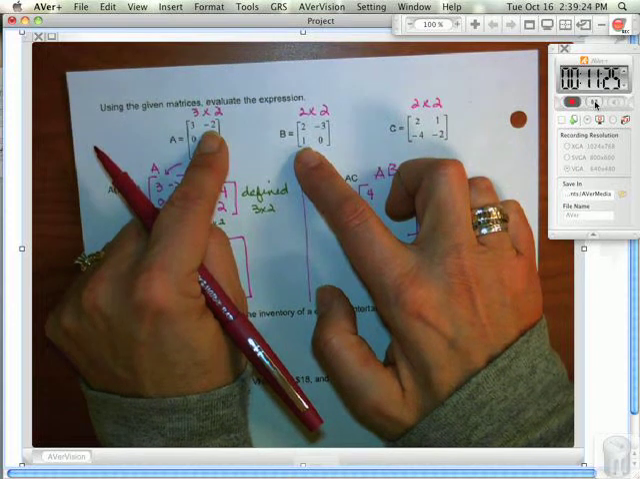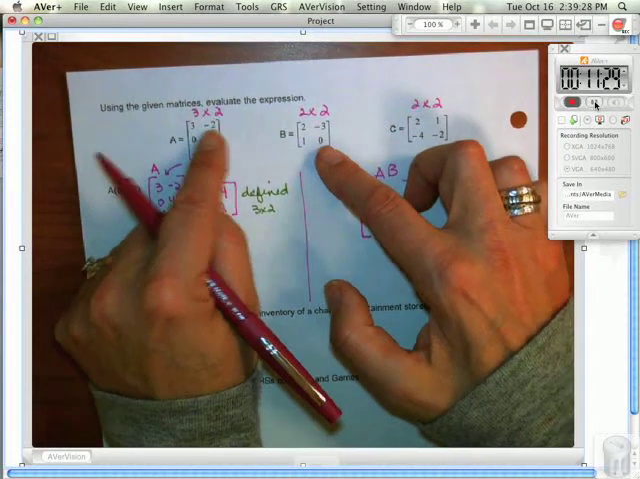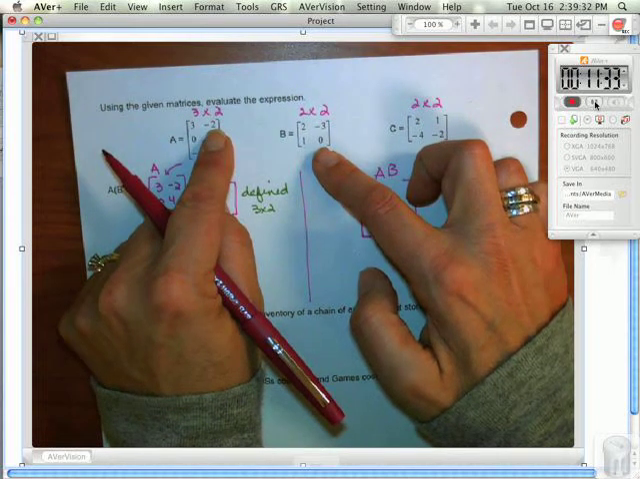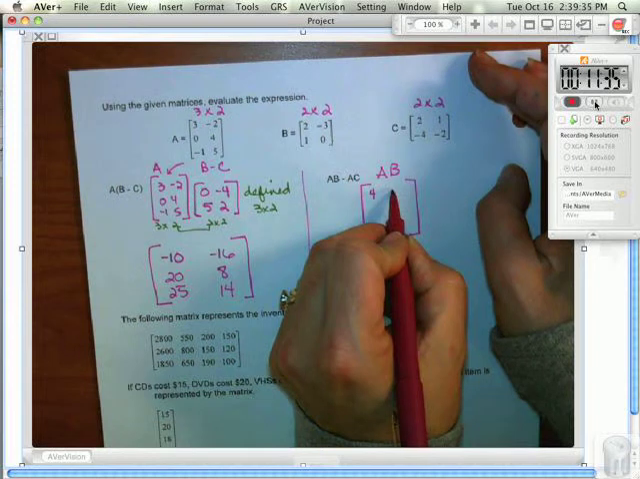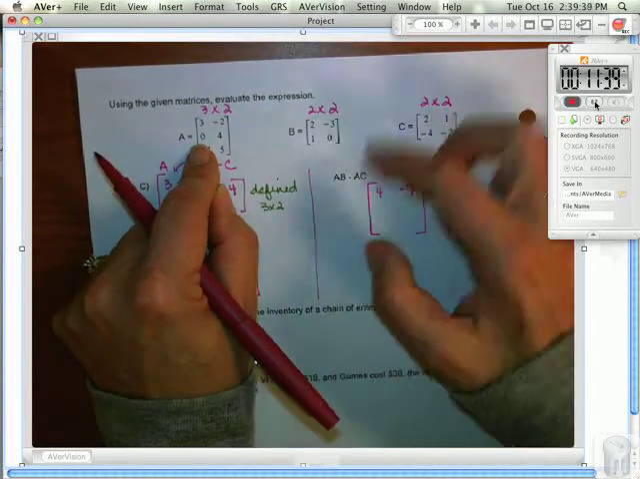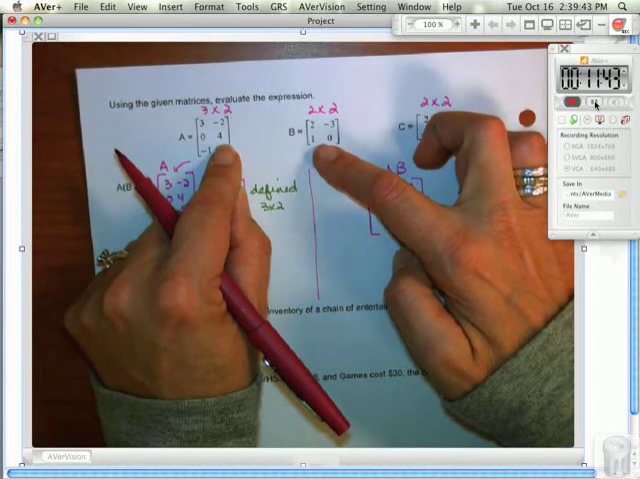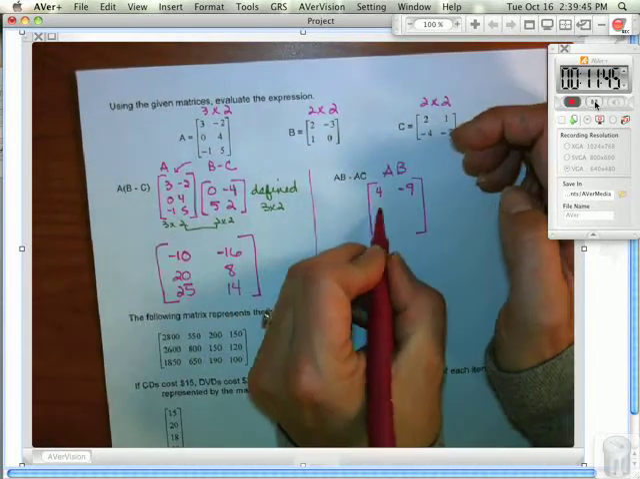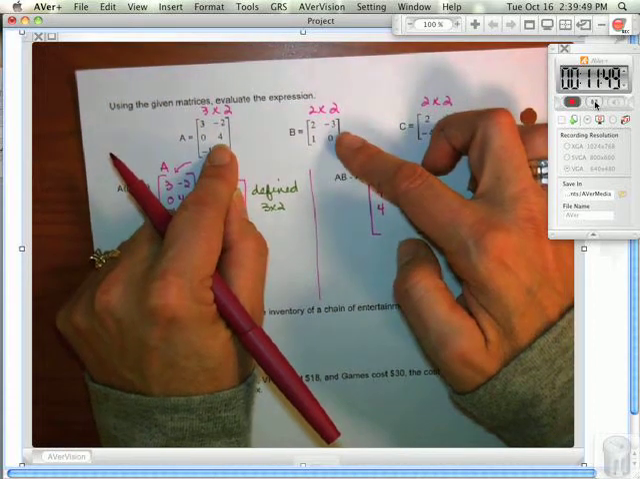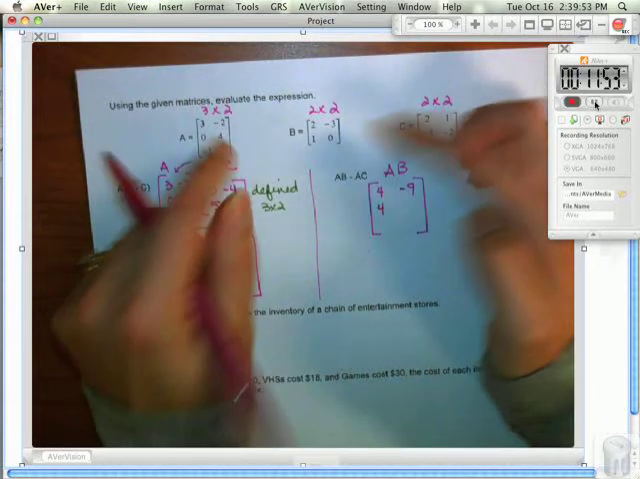Okay, so now I have to do first row times second column. -9 plus 0, -9. Now I go to the second row times the first column. 0 times 2 is 0, plus 4 is what? 4. Second row times the second column. 0 plus 0, 0.